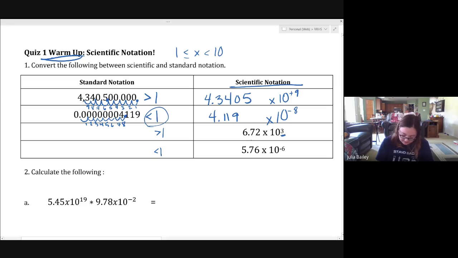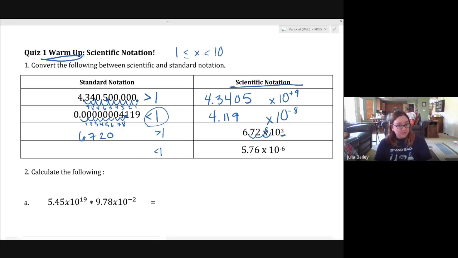So instead, I'm going to make it 67.2, 672. When I move it the third time, there's nothing there. So I put a placeholder 0 in that spot, and I end up with 6,720.